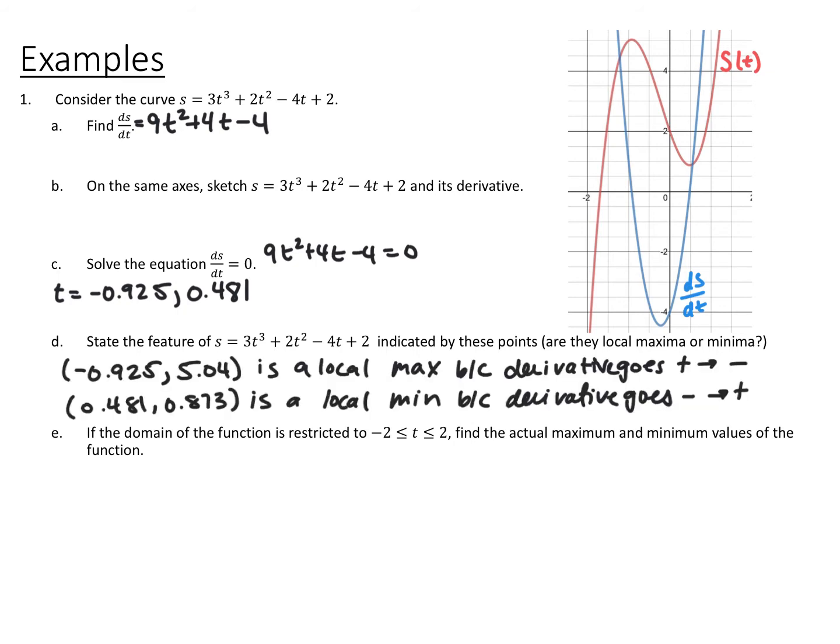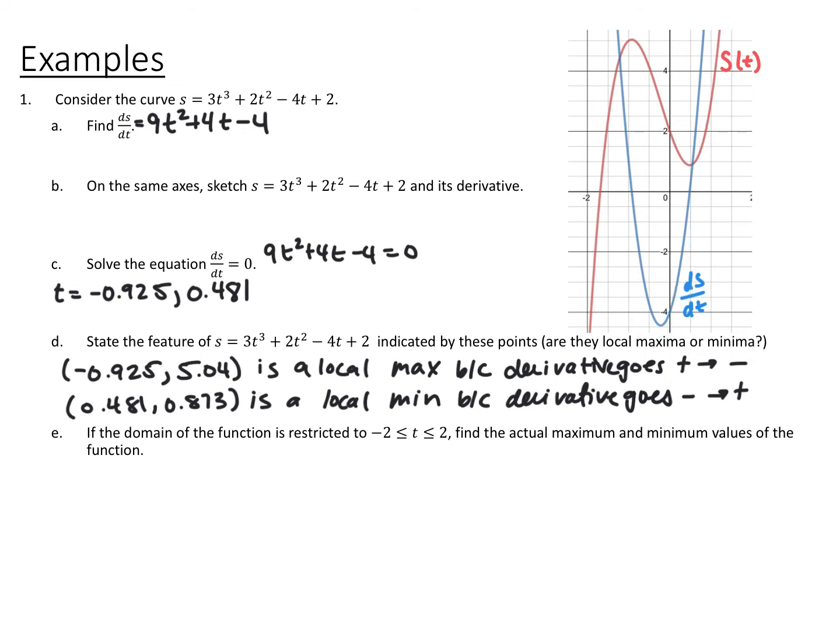So looking at the graph, x equals negative 0.925 is a local maximum, and the y-coordinate is 5.04. So you can see here easily it goes from increasing to decreasing. You can also say that the derivative goes from positive to negative, so increasing to decreasing, positive to negative, so therefore it's a local max. 0.481, 0.873 is a local min because the graph goes from decreasing to increasing, or your derivative goes from negative to positive.